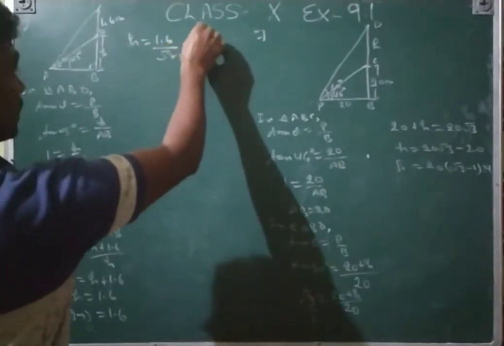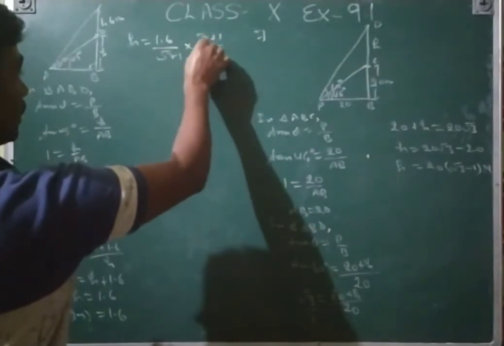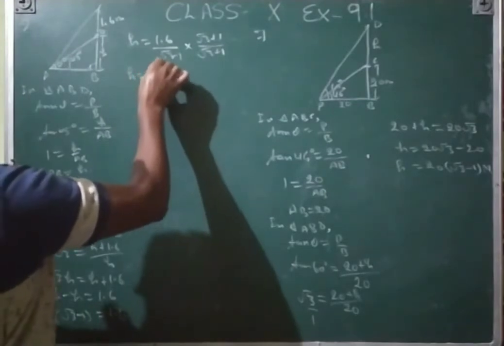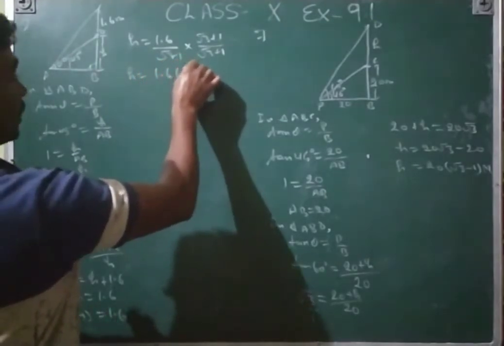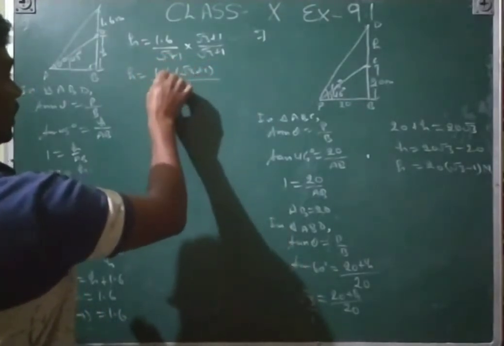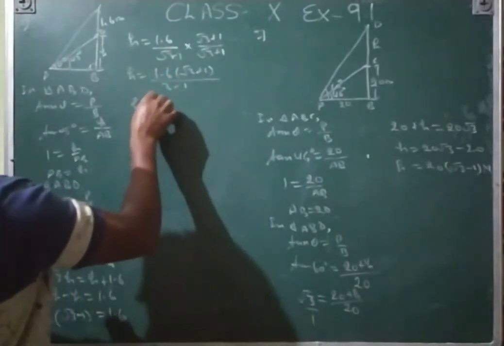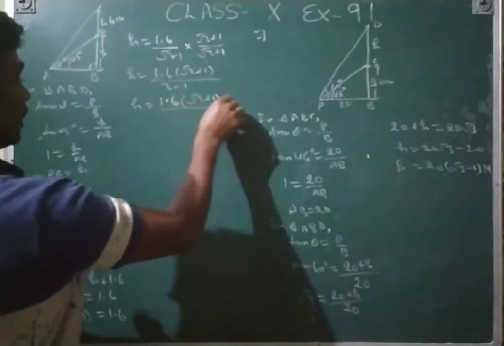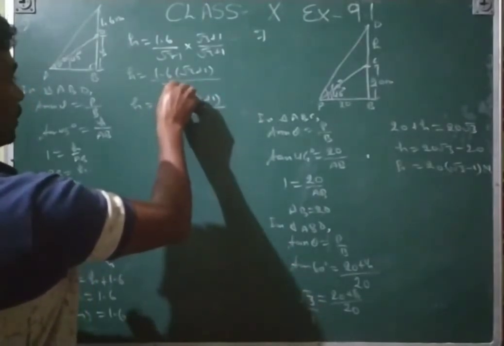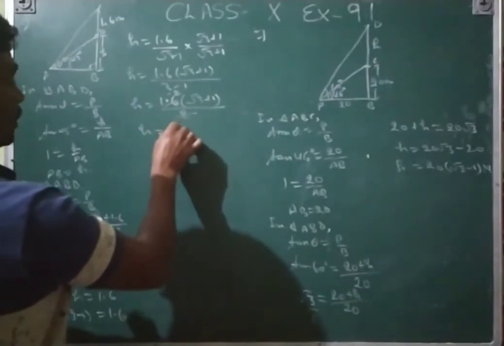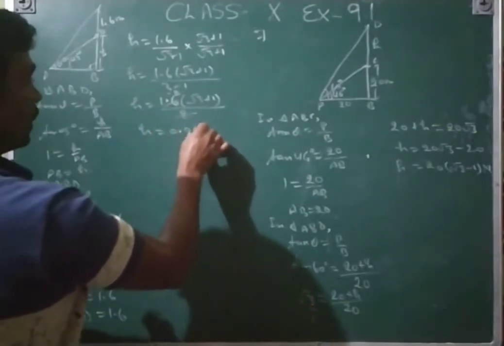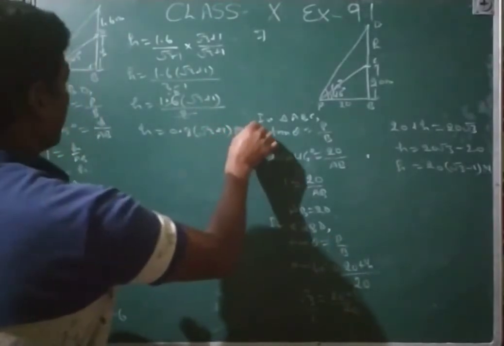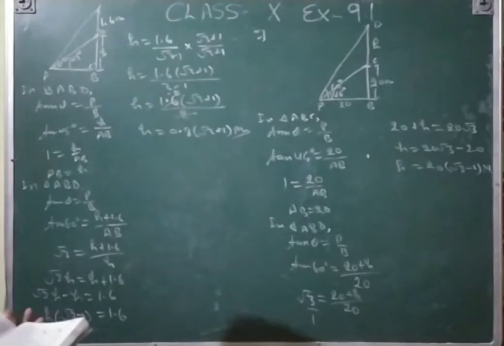So by rationalization, multiply by (root 3 plus 1) upon (root 3 plus 1). So that will be 1.6 (root 3 plus 1) upon 3 minus 1. Multiplying 1.6 by 2 in the denominator gives 0.8. So H is equal to 0.8 (root 3 plus 1). This is the height of the pedestal, in meters.